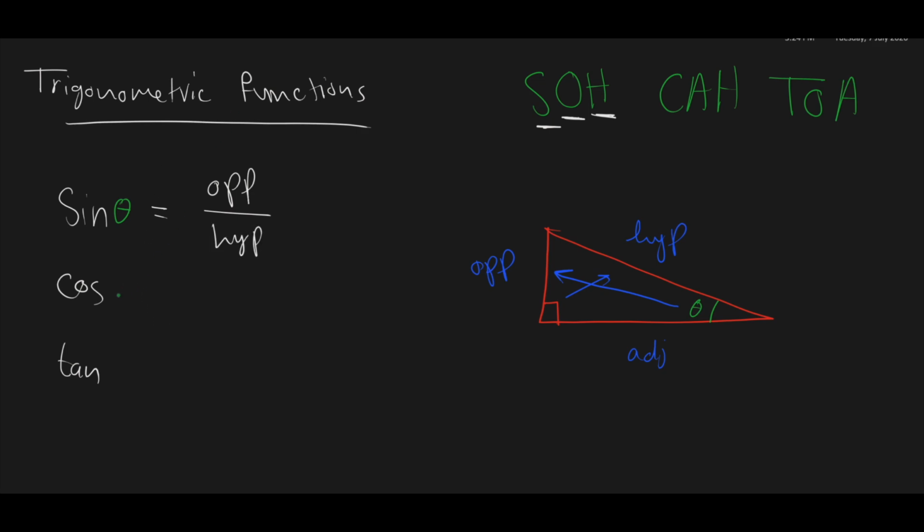Let's look at cosine theta. Cosine theta. So C is cosine, A is adjacent, and H is the hypotenuse. So it's going to be the adjacent divided by the hypotenuse. And tan theta, you guessed it, is going to be the opposite divided by the adjacent. And this is the definition of each of these three trigonometric functions.